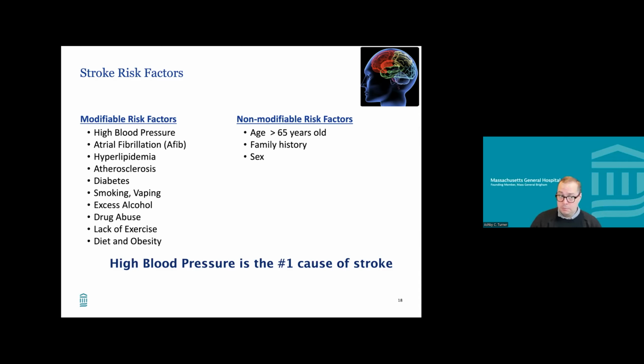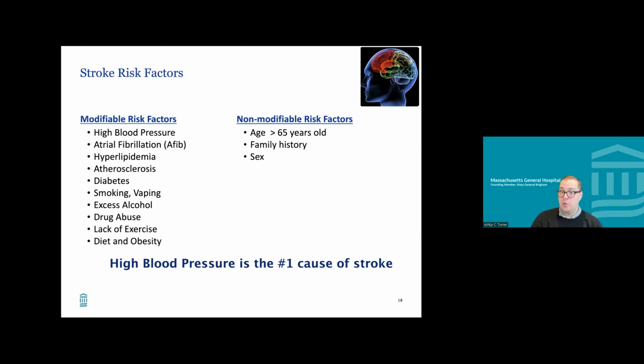Smoking or vaping, excessive alcohol intake, drug abuse, lack of exercise, and then diet and obesity. So these are the main modifiable risk factors that we want to work on and optimize to reduce someone's risk of having preferably a first stroke, but certainly an additional one if they've already been a victim of such.